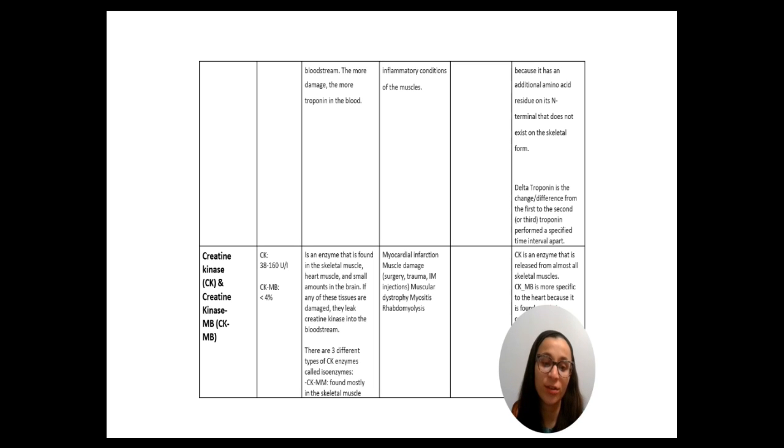The next thing we're going to talk about is the creatine kinase. Creatine kinase, which is CK, and creatine kinase MB, which is CKMB. So the difference between the two is that creatine kinase is basically an enzyme that is found in the skeletal muscle, the heart muscle, and small amounts in the brain. So if any of those tissues are damaged, they're going to leak creatine kinase into the bloodstream. There are 3 different types of creatine kinase enzymes. Some of them are found mostly in the skeletal muscle, but CKMB is found mostly in the heart. So that's why it's more specific for the heart.